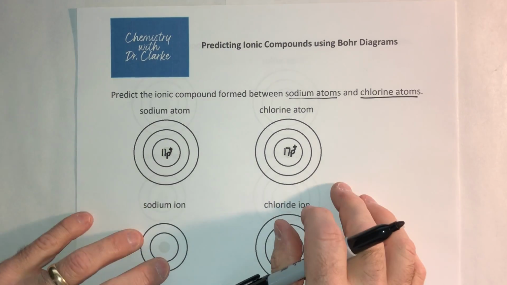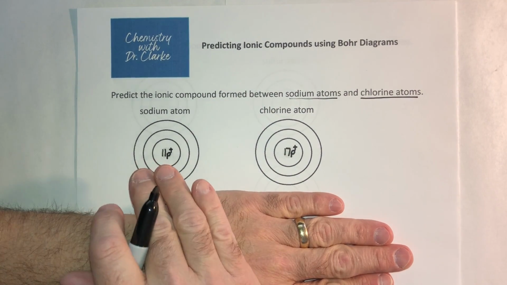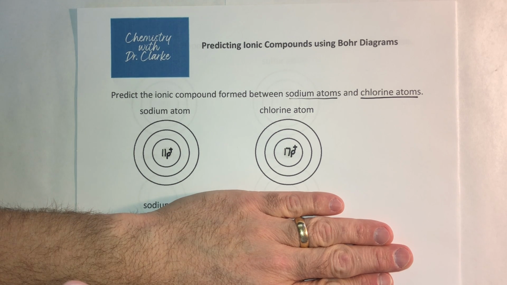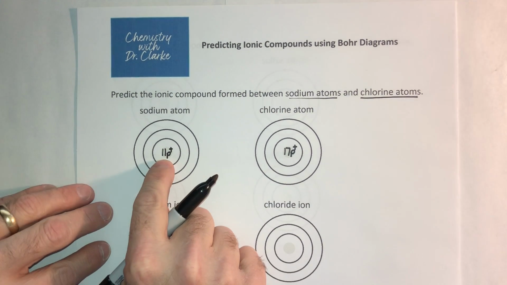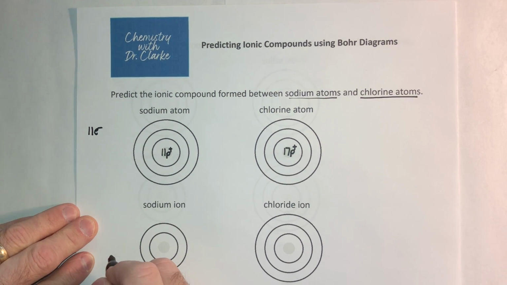Okay. Now, these are both atoms. Ignore the bottom for a moment. If you're an atom, you are electrically neutral. That means your number of protons and your number of electrons match. So if you've got 11 protons, then you should also have 11 electrons.